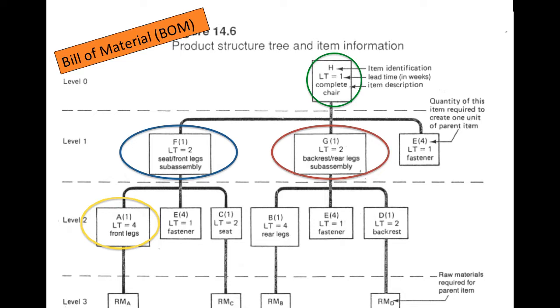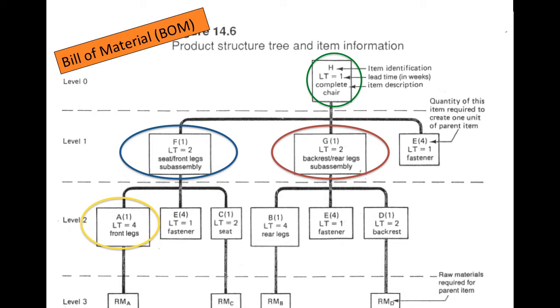So here's the example that we're going to work through. And this is going to be a chair. So at the very top of this is the complete chair, the parent item. And we're going to call that item H. And you see for each of these then there's some nomenclature. The lead time to assemble chairs, assuming we have all the components together, meaning an F and a G, is 1 week. And the item description is a complete chair.